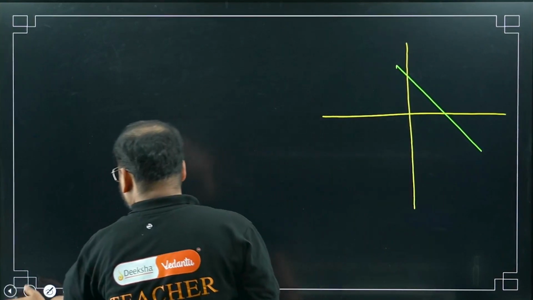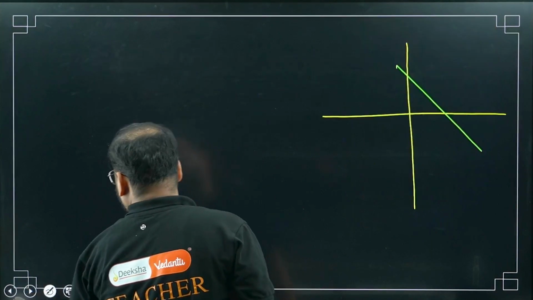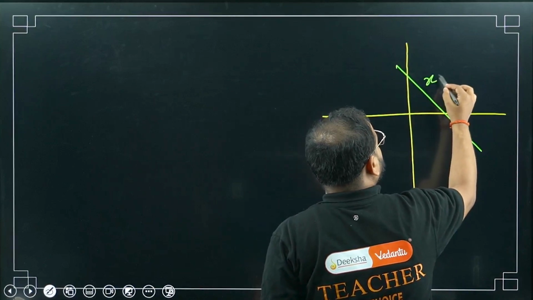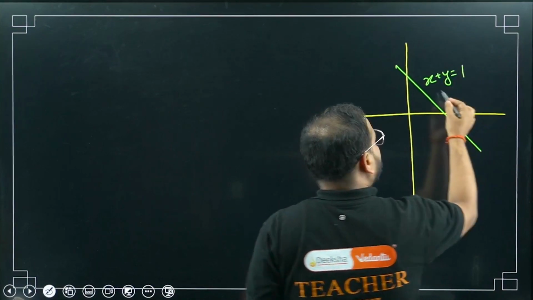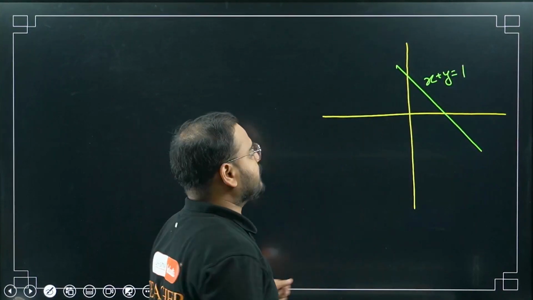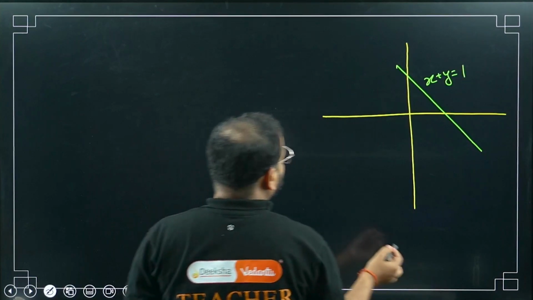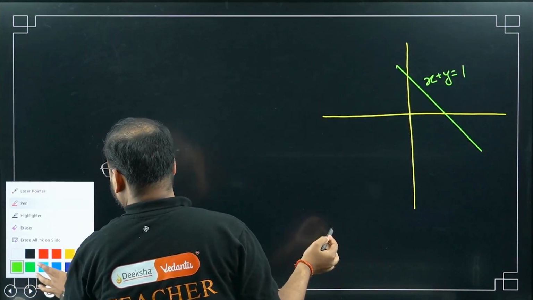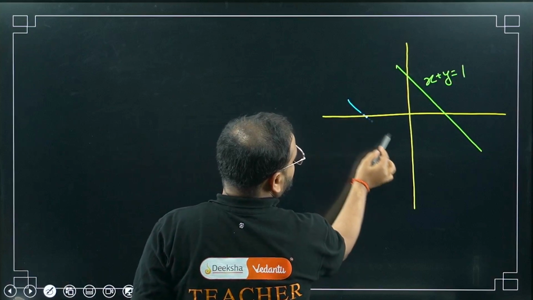Correct, na? Think about it. When x is 0, y is 1. When y is 0, x is 1. Okay, so this is the curve. The other one will be over here.